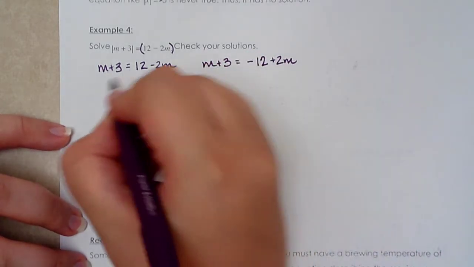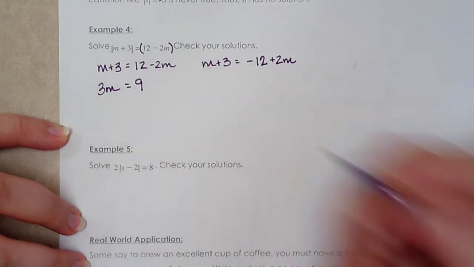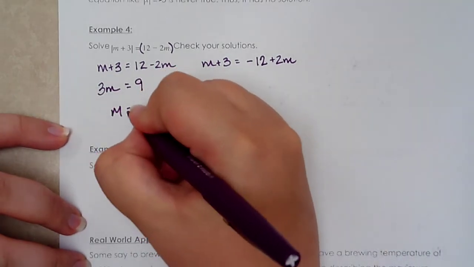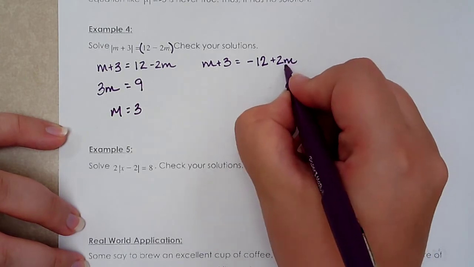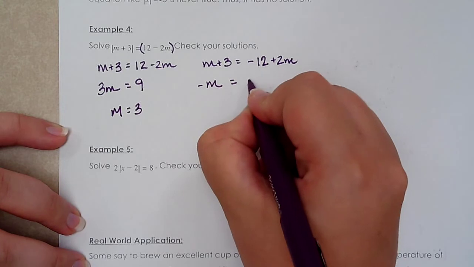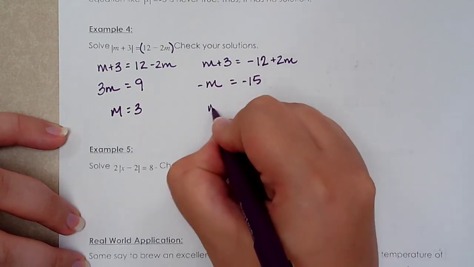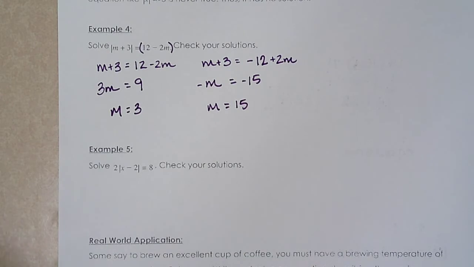I'm going to move the 2m over to get 3m on this side. I'm going to move the 3 over, get 9 on that side. M equals 3. Over here, same thing. I'm going to move that over so I get negative m, move the 3 over, I get negative 15, divide both sides by negative 1. And as always, check my answers.